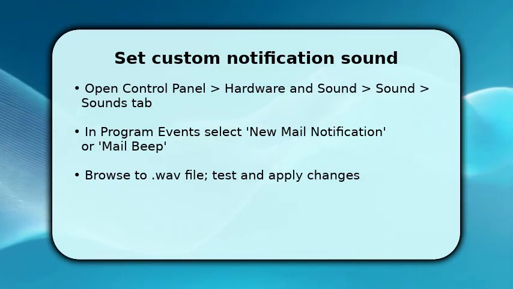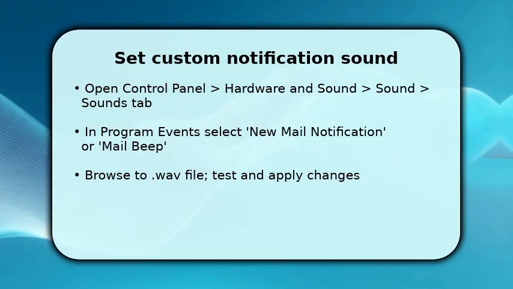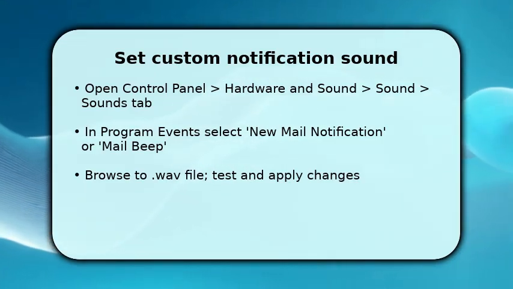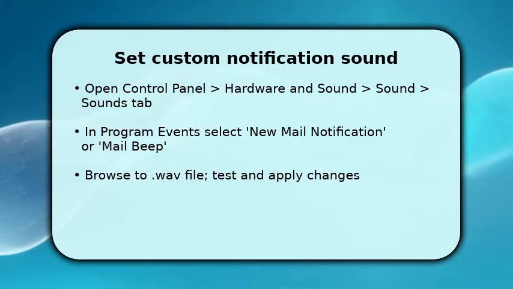Open Control Panel, choose Hardware and Sound, then Sound. On the Sounds tab, scroll Program Events to find New Mail Notification or Mail Beep depending on your Outlook version. Click Browse, pick a short WAV file you prefer, and press Test to preview it. Once it sounds right, click Apply and OK.